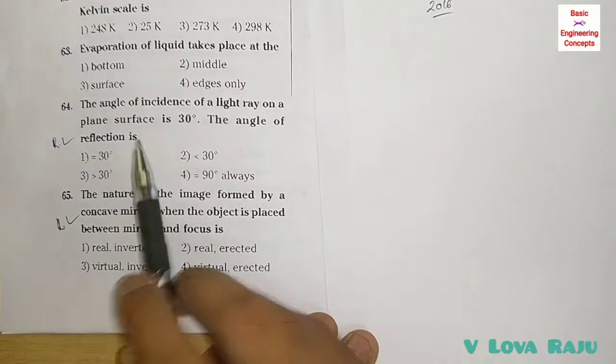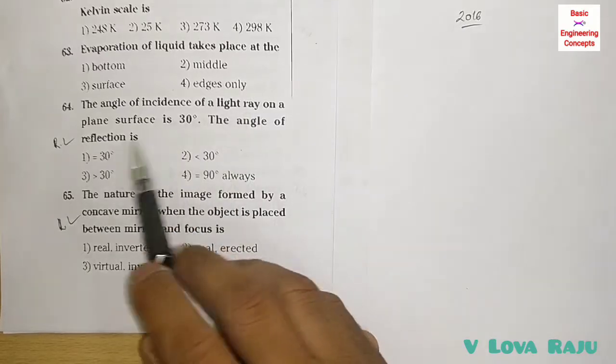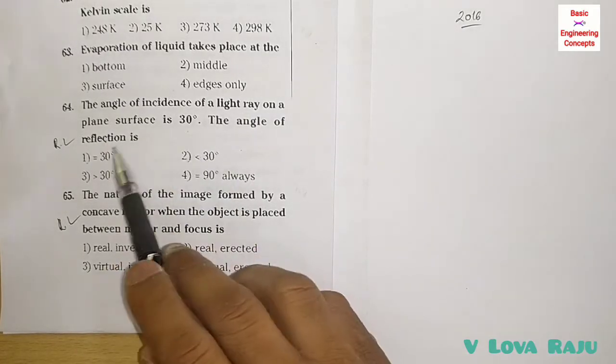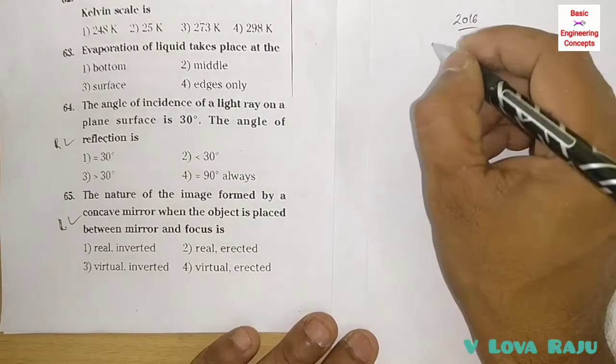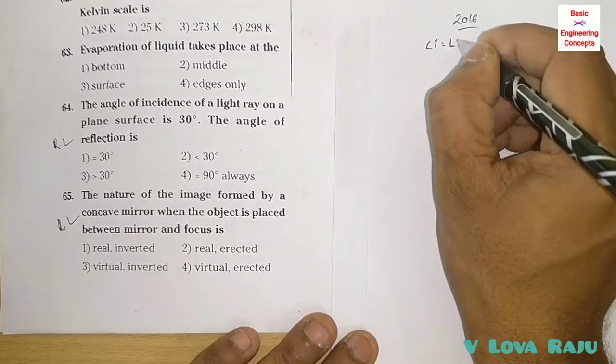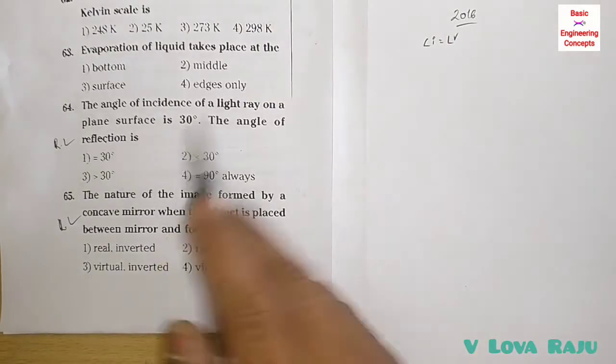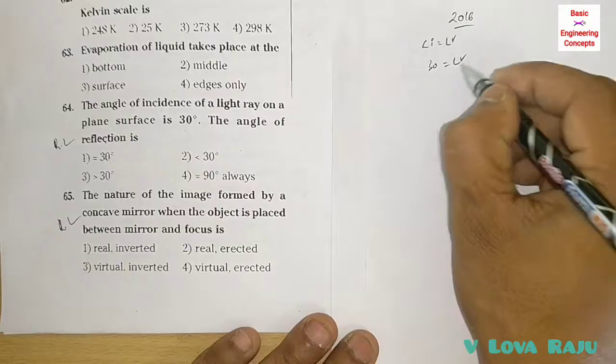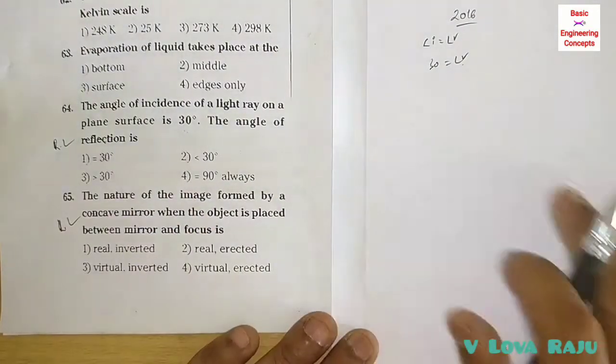Now in 2016, the angle of incidence of a light ray on a plane surface is 30 degrees. The angle of reflection is asked. By the law of reflection, angle of incidence is equal to angle of reflection. That is, the angle of incidence is 30 degrees, so the angle of reflection is also 30 degrees. The option is 30.